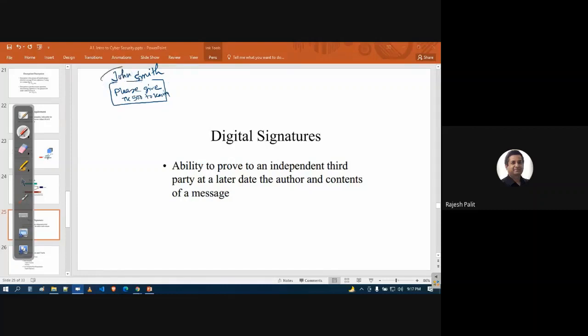At John's side, it produces a hash value, hash value 1, and it encrypts with the private key of John. Okay, and so a hash value is generated.